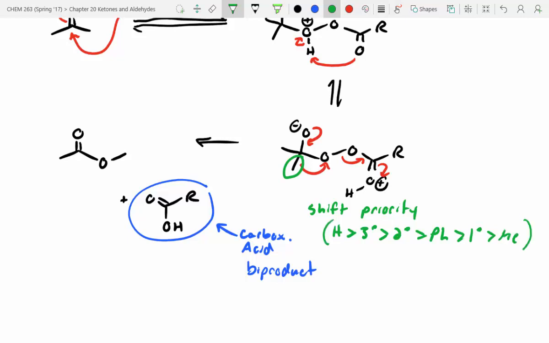So the general rule of thumb I follow is hydrogen's pretty obvious. You form a carboxylic acid. And then tertiary, secondary makes sense, right? They're more stabilized if they move. Phenyl groups also stabilize from resonance. And then last but not least, you've got primary and methyl. This phenyl group one's a little hard to remember because it lies kind of in the middle. So it's less likely to migrate than a secondary carbon. Does that make sense? So let's take a look at some common examples of these reactions.